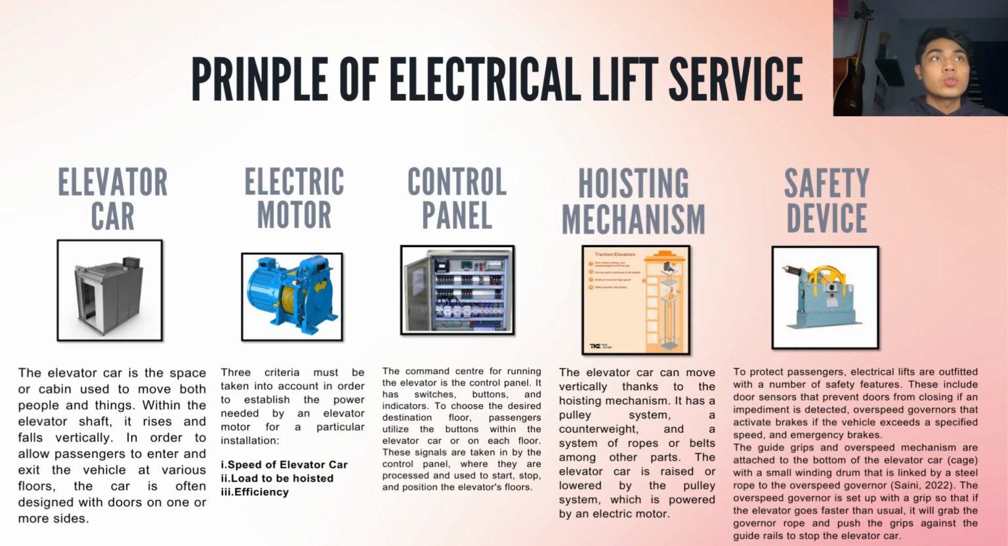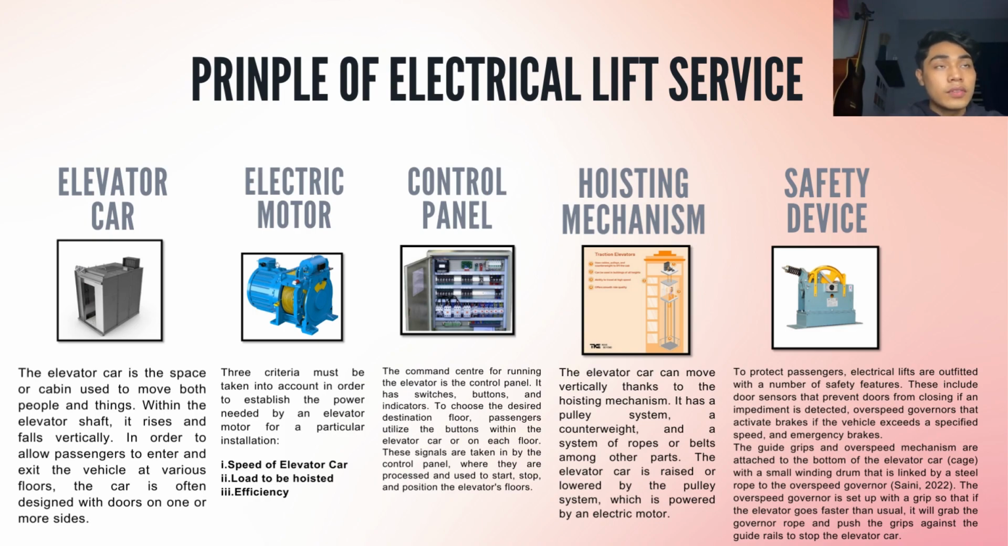So today I'm going to present about the principle of electrical lift. An electrical lift is made up of a number of parts, including an elevator car, electric motor, a control panel, and a hoisting mechanism, also safety equipment. The hoisting mechanism, which lifts the automobile between levels, is powered by the motor.